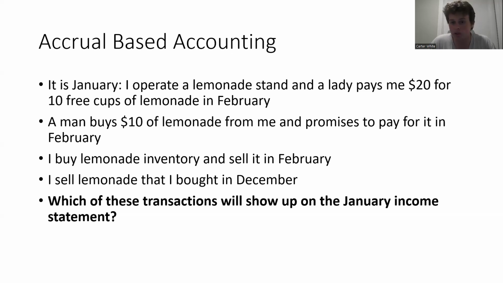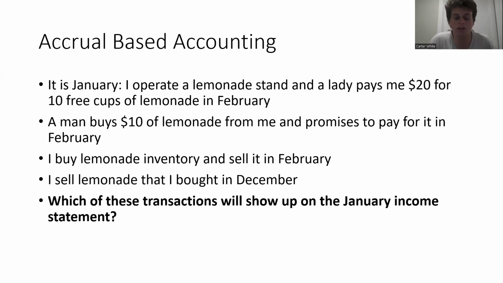The third one, I buy lemonade inventory and sell it in February. This one is another interesting one. I'm actually paying the money for the inventory in January and then selling it in February. Same thing, right? It is when the expense is incurred, and it's incurred when we're actually selling the lemonade. So it would not show up on the income statement until we actually sell this inventory. So it'd be in February.